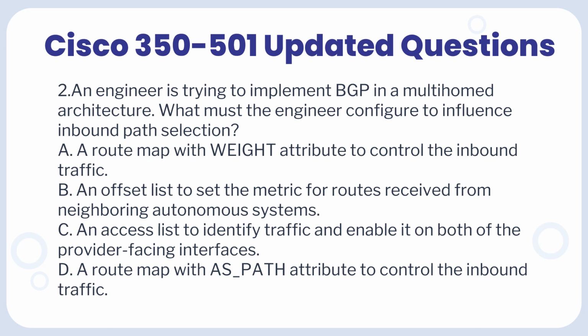2. An engineer is trying to implement BGP in a multi-homed architecture. What must the engineer configure to influence inbound path selection? A. A route map with weight attribute to control the inbound traffic. B. An offset list to set the metric for routes received from neighboring autonomous systems. C. An access list to identify traffic and enable it on both of the provider-facing interfaces. D. A route map with as_path attribute to control the inbound traffic.